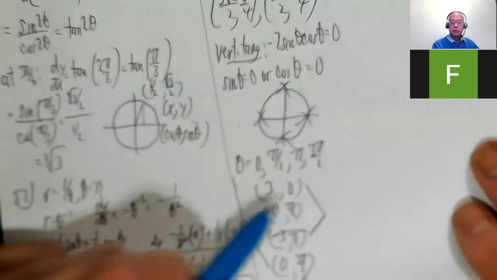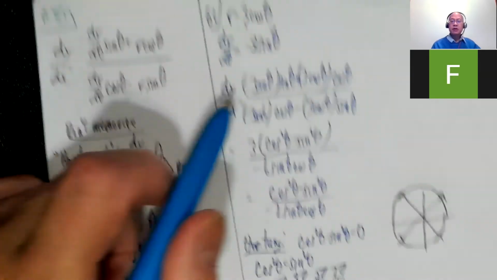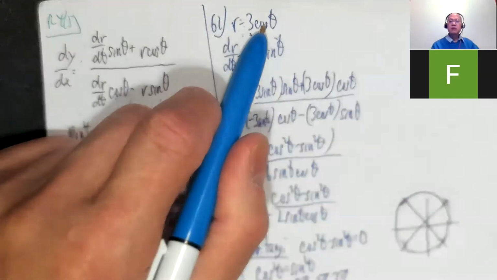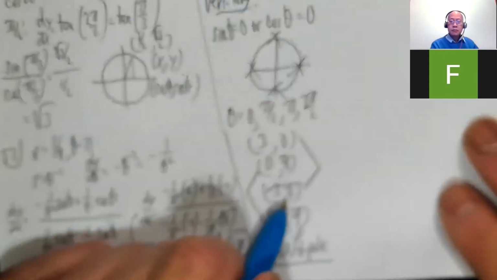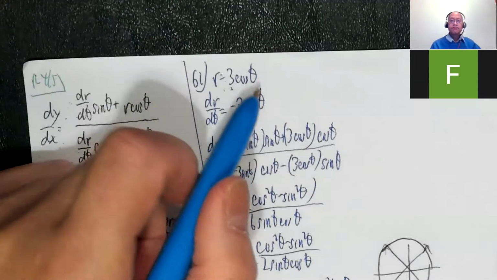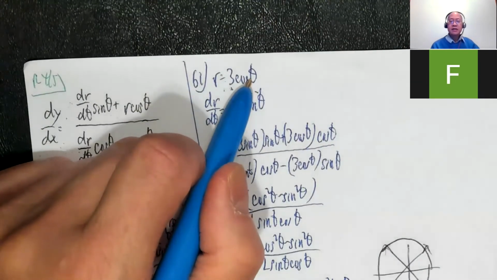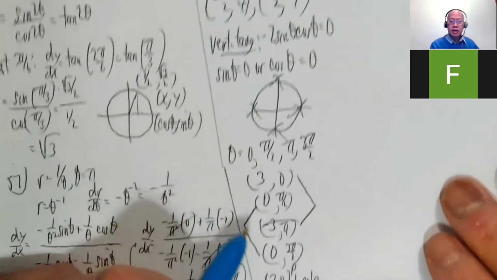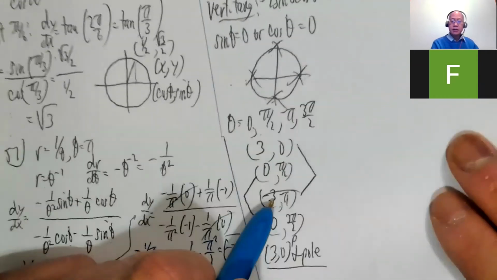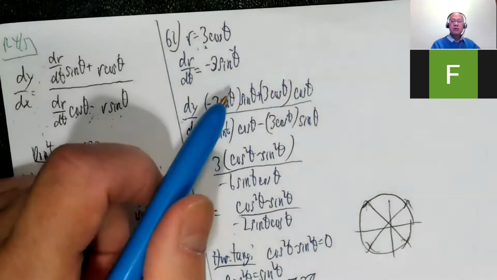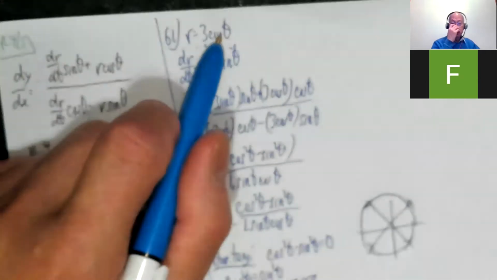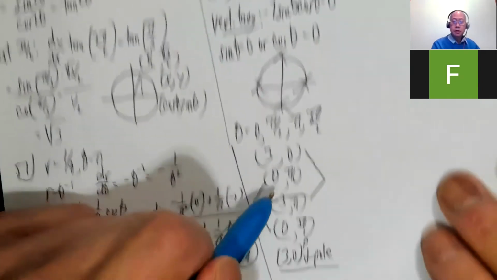Cosine of 0 is 1, so that gives me 3, 0. Plug in pi over 2. Cosine of pi over 2 is 0, 0 times 3 is 0, so 0, pi over 2. Plug in pi. Cosine of pi is negative 1 times 3 is negative 3. Negative 3, pi, and yes, that is a cross off there. And then 3 pi over 2. Cosine of 3 pi over 2 is 0, times 3 is 0.